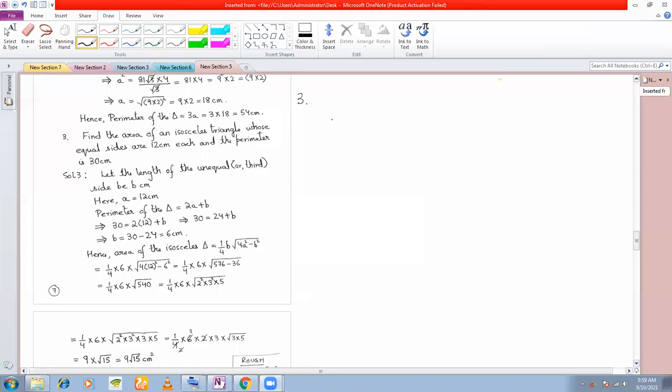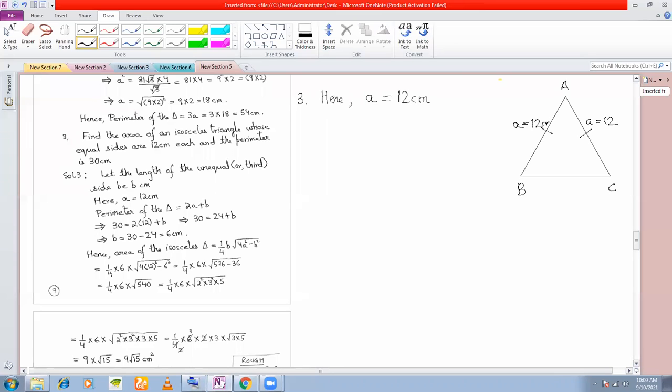Now, here, if you remember for an isosceles triangle, we denote the equal sides by A. So equal sides are given to be 12 centimeter each. Okay. If I can just draw a figure for you. These are the equal sides. Let's call them A equal to 12 centimeter.